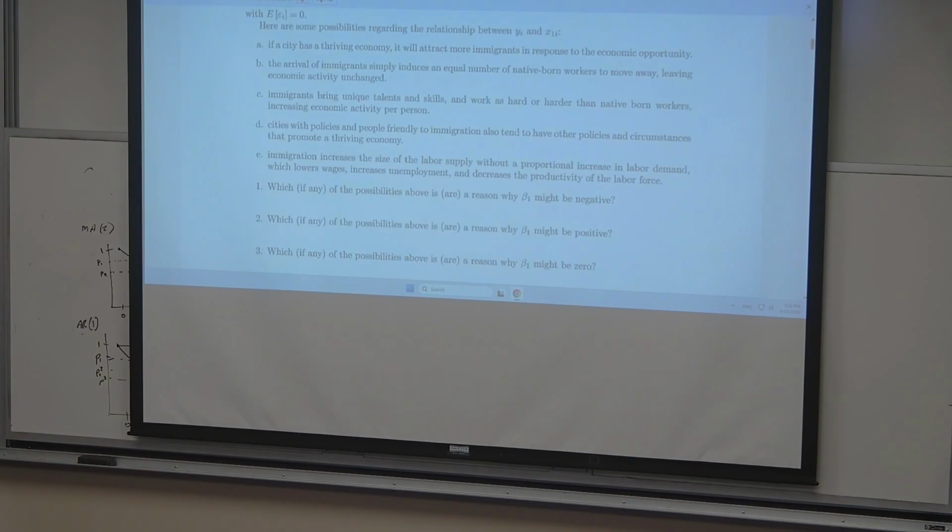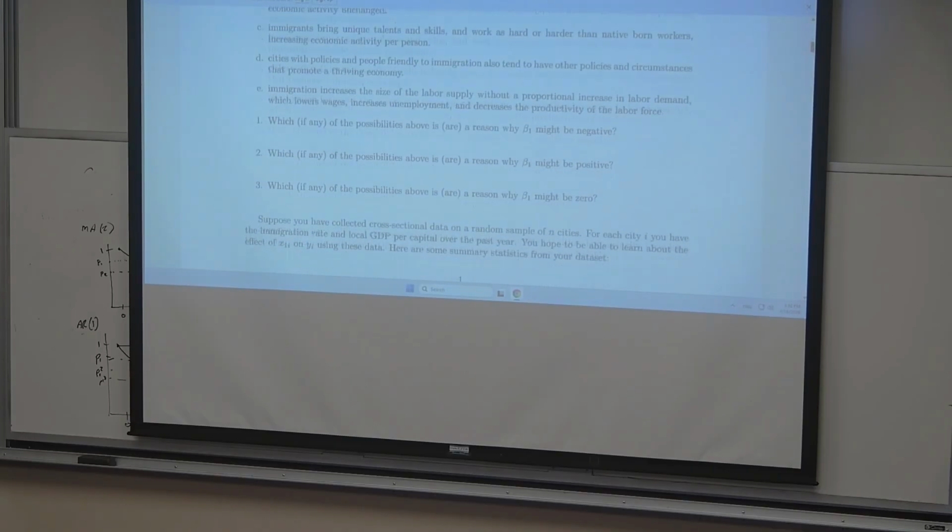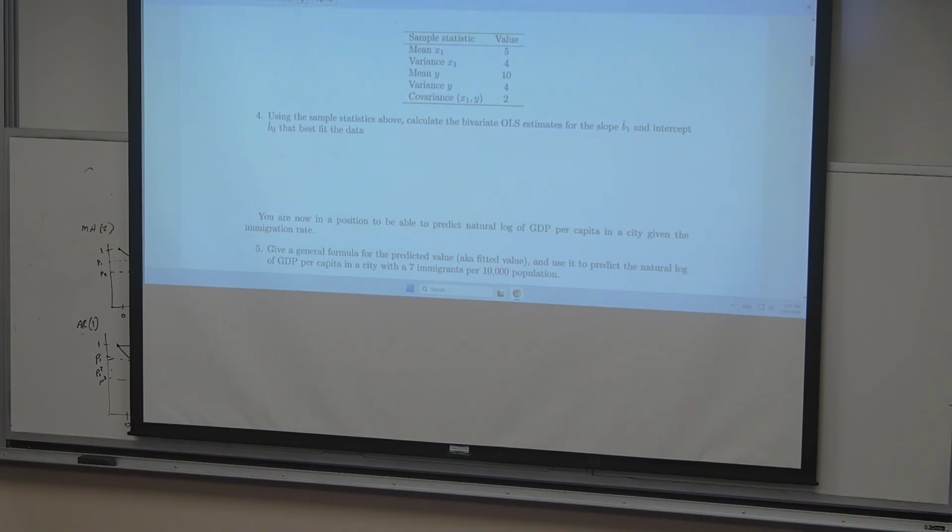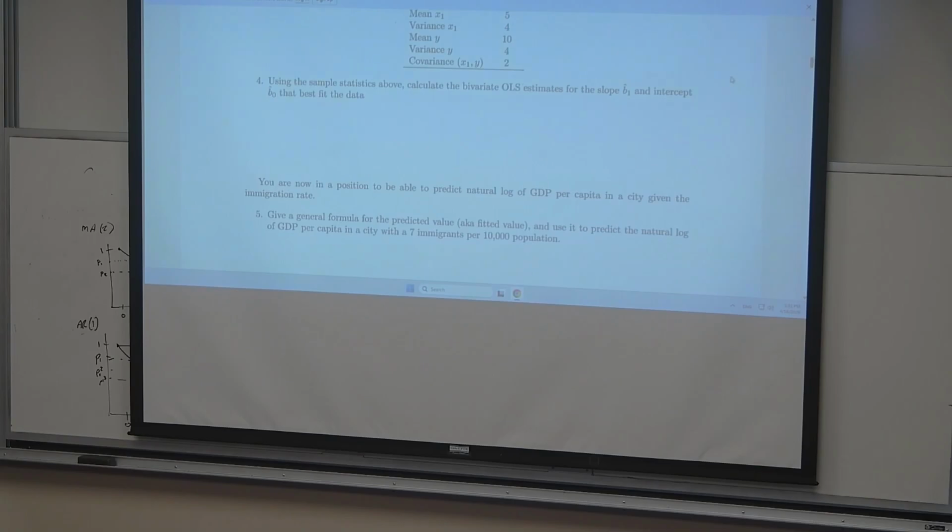Yes, that's great. Okay. Using the sample stats above, calculate the bivariate OLS estimates. You guys did this in exam 1. So you just know the covariance, and beta naught is y bar minus beta 1 x bar. That's how you solve for it.